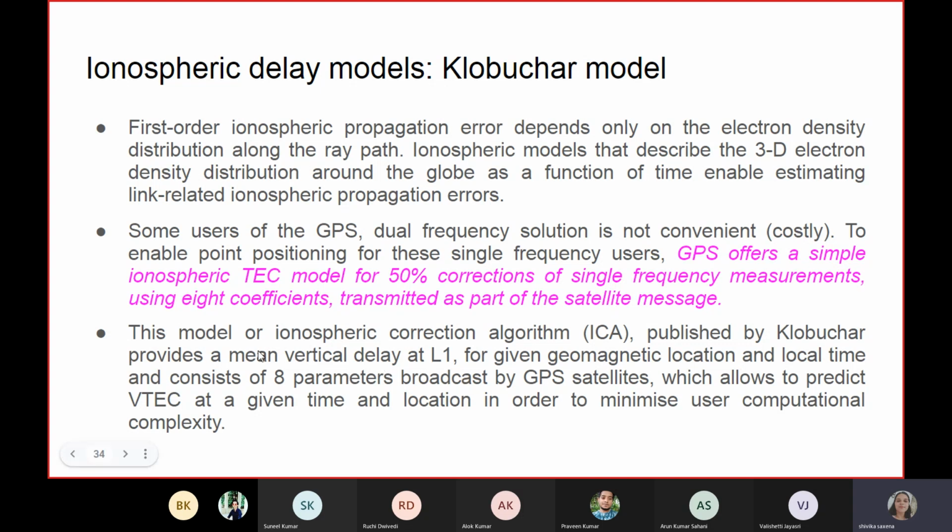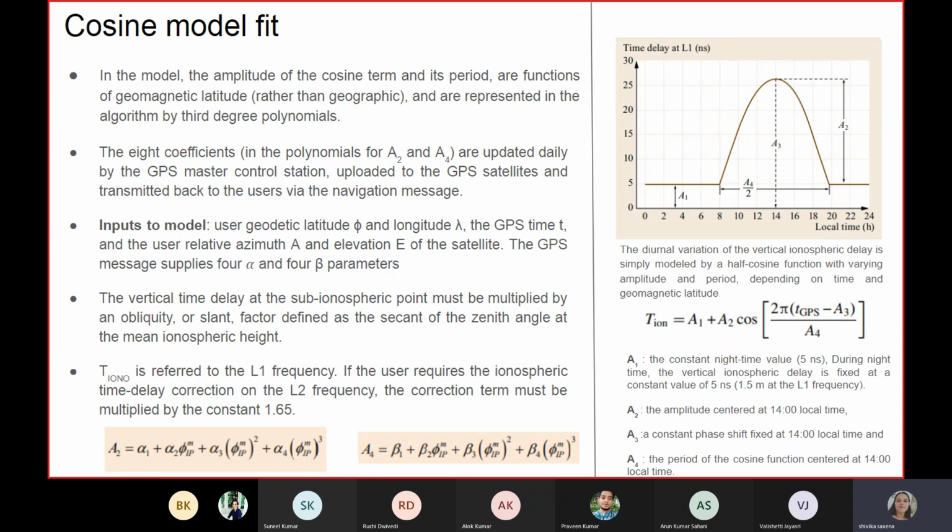The Klobuchar model gives us the ionospheric correction algorithm, which provides a mean vertical delay at L1 frequency for a given geomagnetic location and local time. It consists of 8 parameters which are broadcast by the GPS satellites, and they allow us to predict the vertical total electron content, VTEC, at a given time and location in order to minimize the user computational complexity. So this is the Klobuchar model.